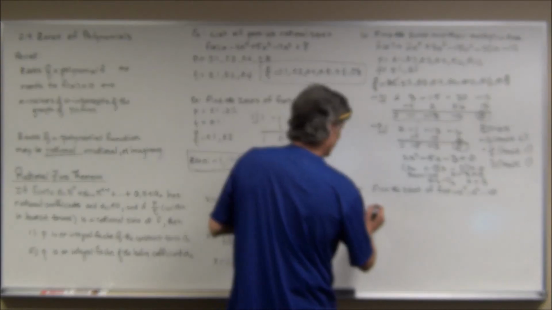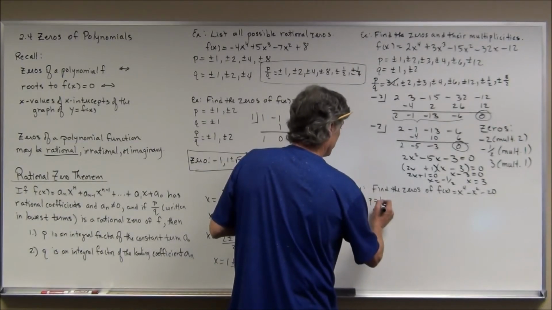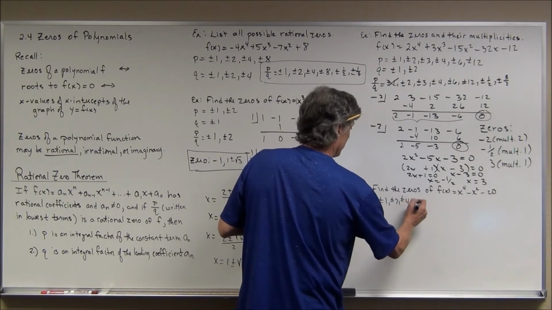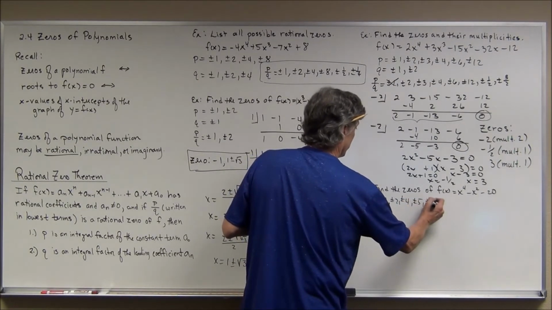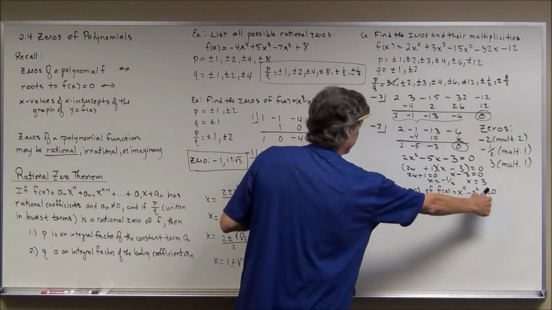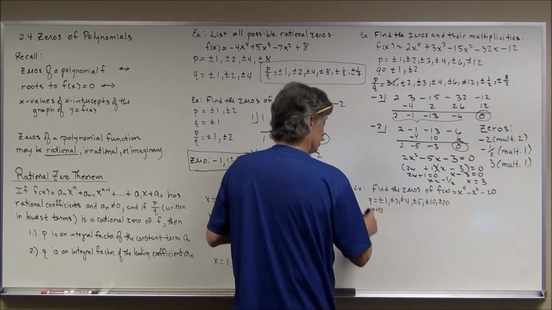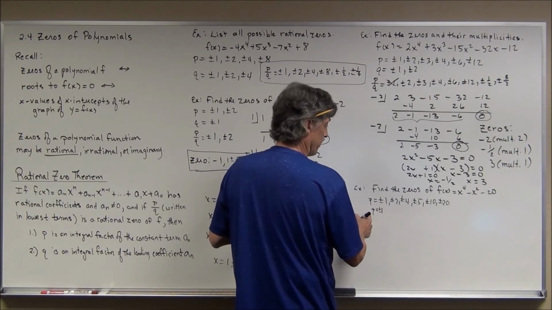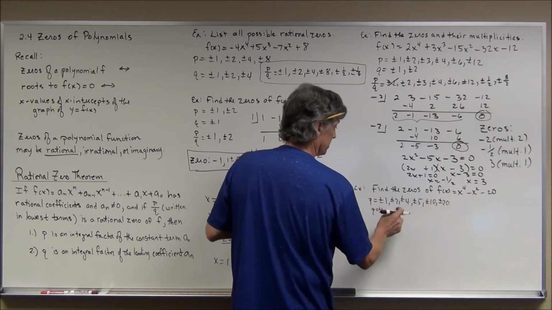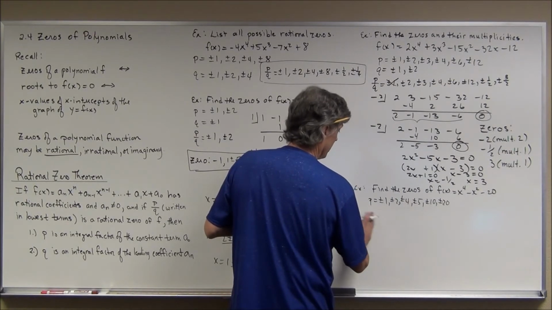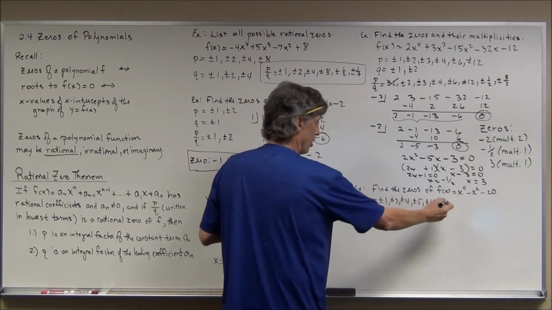So if I look at p over q, p could be plus or minus 1, plus or minus 2, plus or minus 4, plus or minus 5, plus or minus 10, plus or minus 20. Q could be plus or minus 1. So plus or minus all of these over plus or minus 1 will give me all of these. That's a comma there, it looks almost like a 21. So my p over q here are all these guys.